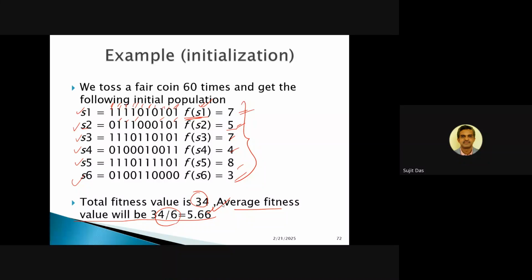Next, what will we do? What will be our next objective? To go for natural selection. What natural selection will we do? It will consider good solutions in more number and poor solutions in less number. But at the same time, the number of solutions in the population will be fixed. Right now, what is the number of solutions in our population? 6. So it will be 6 only after implementing natural selection.